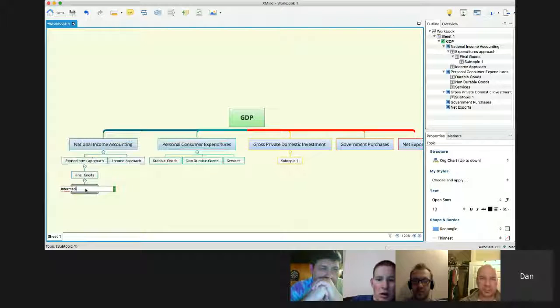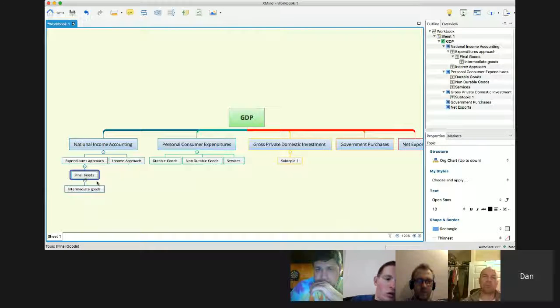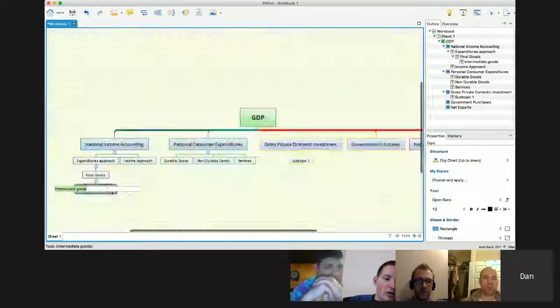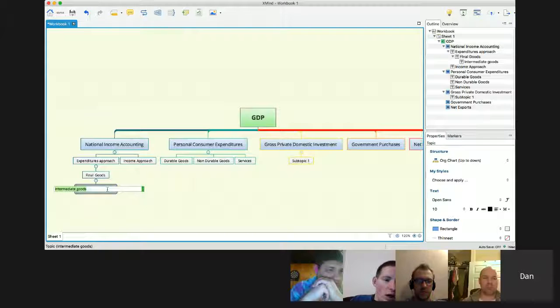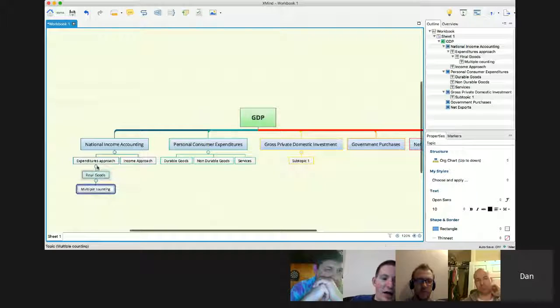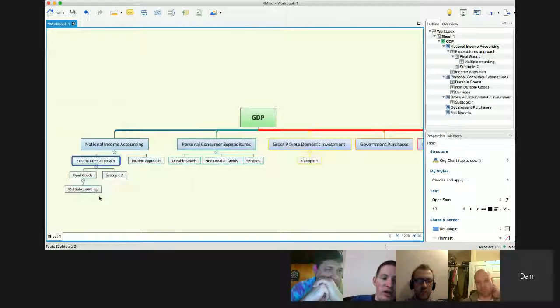Somewhere in there we should put multiple counting, guys. What if we put multiple counting right underneath that, or in between final and intermediate goods? Because that's why you have the determination there. Right. Yeah, that makes sense. Yeah, that makes perfect sense. So put it under final goods. You could just do multiple counting, and then underneath multiple counting, do the intermediate goods.